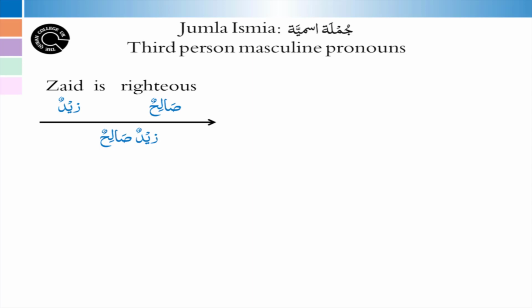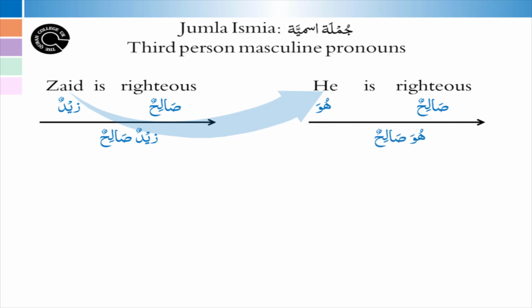Let's swap Zaid with a pronoun, he. So he is righteous. For righteous, we use salihun. Since the subject is in the nominative case, therefore we have to use the nominative pronoun. The nominative case of the third person singular pronoun is huwa. Our nominal sentence with the pronoun becomes huwa salihun.